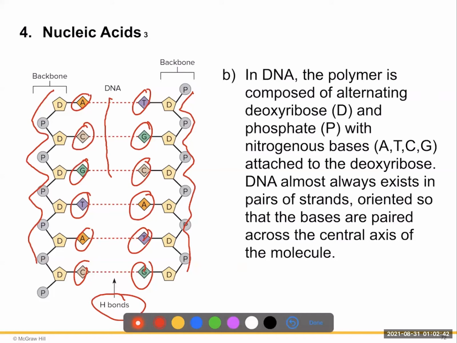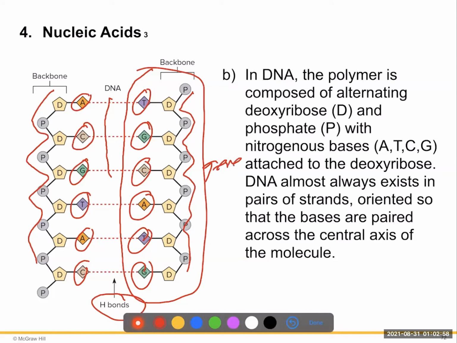You have to unzip. Hydrogen bonds are weaker bonds than covalent bonds or ionic bonds, right? They're weaker bonds, they can be broken. So you can open those up. Once you open those up, you expose this area for an RNA to come and bond to it. That's what's called a gene. Okay, those are your genes. That's what supports the RNA to bind to it and take that genetic information and move it into making a protein in the cell. So in DNA, the polymer is composed of alternating deoxyribose and the phosphate with nitrogenous bases.